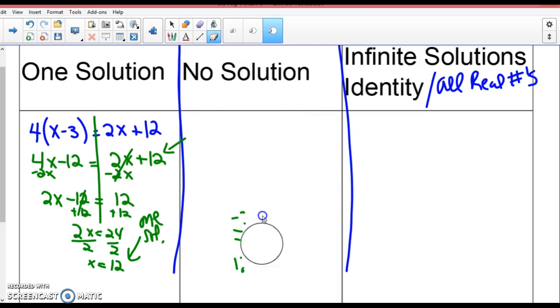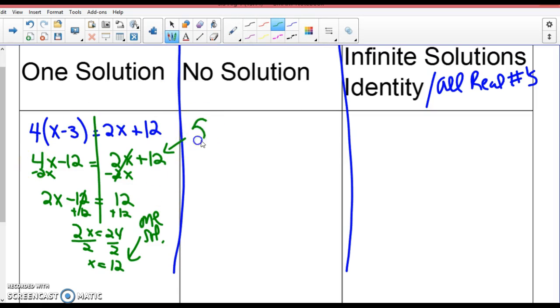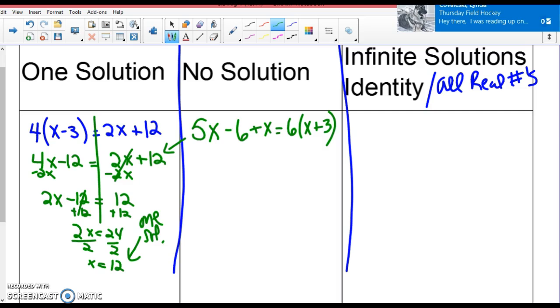It makes it true. Now, I want you to write down this problem. 5x minus 6 plus x equals 6 times the quantity x plus 3. Write down that equation in the no solution column.